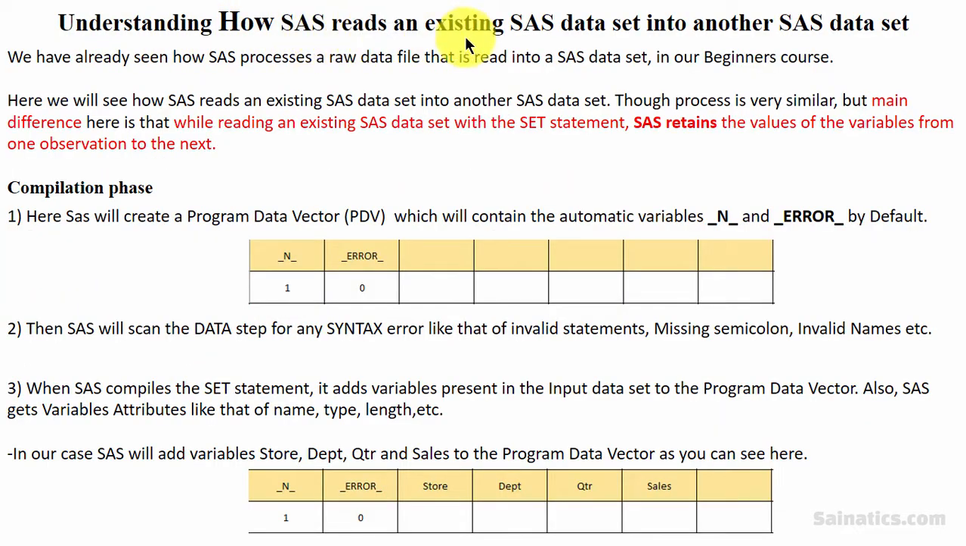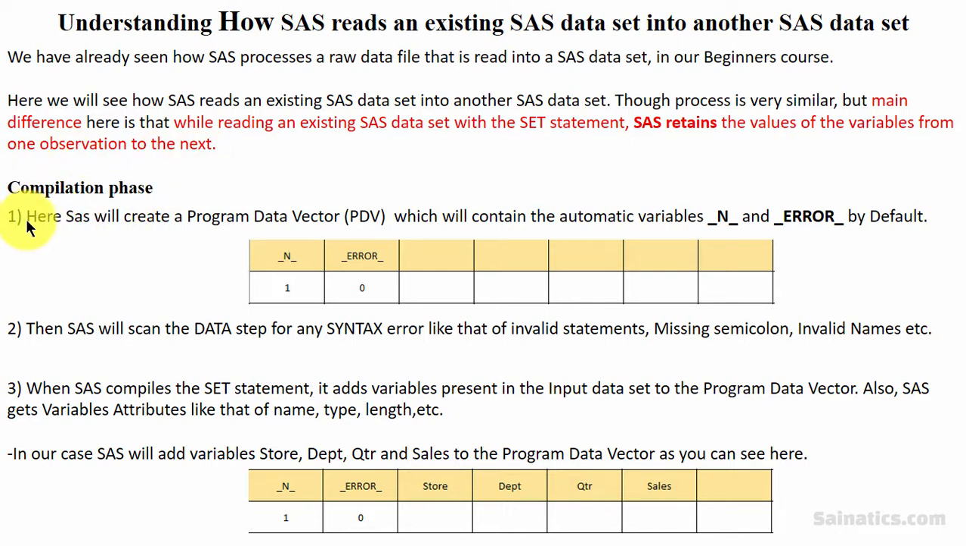Understanding how SAS reads an existing SAS dataset into another SAS dataset. We have already seen how SAS processes a raw data file that is read into a SAS dataset in our beginner's course. Here we will see how SAS reads an existing SAS dataset into another SAS dataset. Though the process is very similar, the main difference here is that while reading an existing SAS dataset with the set statement, SAS retains the values of the variables from one observation to the next.